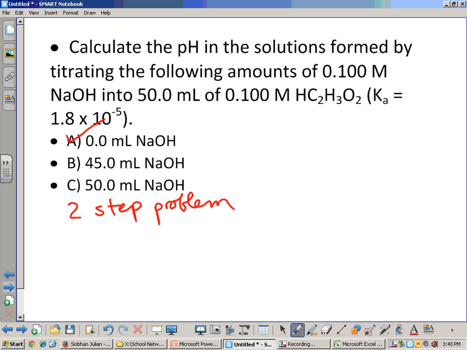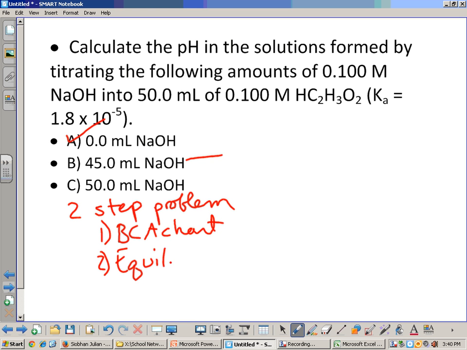Now this is what I was talking about in class. The first thing that we're going to need to do is a BCA chart. And then after the BCA chart, we need to do an equilibrium problem of some sort, and we'll figure out what specifically we need to do when we get there, when we look at what's going on after the BCA chart.